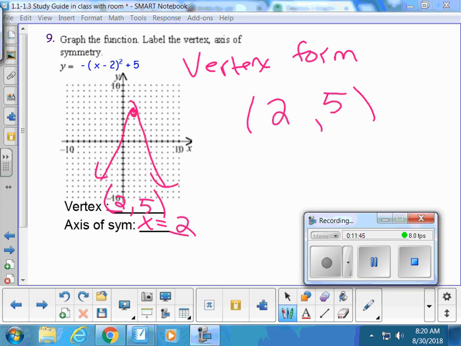Okay, hello people on the video. We made an upside down parabola here. We had our vertex at 2, 5. I am going to end the video here to give them some stuff to do Tuesday.